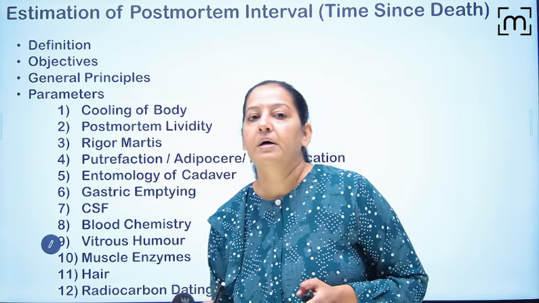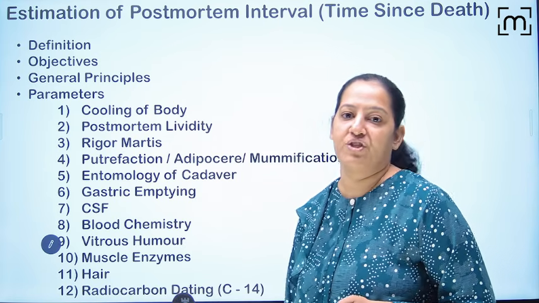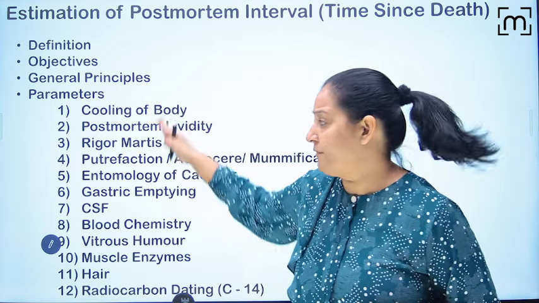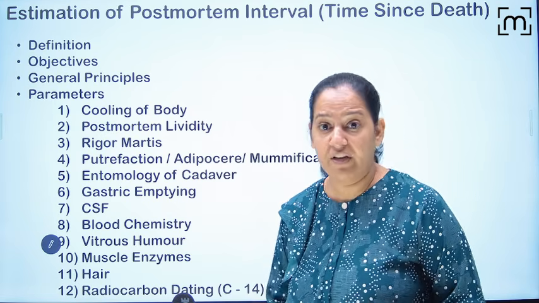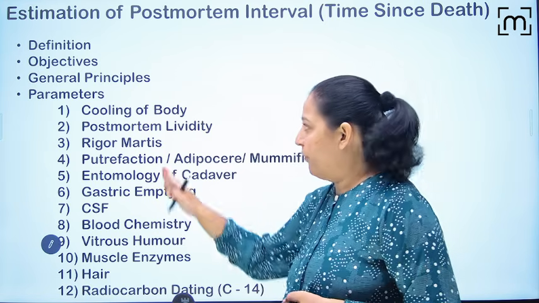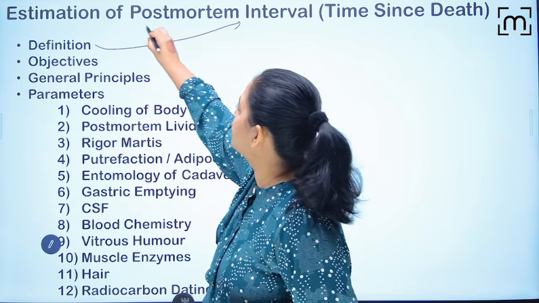Got it? So these are the 12 parameters based on which I can tell the time since death. It's very easy. Everything is common sense. You have to just learn these 12 parameters based on which, looking at the dead body, we can tell time since death. Before coming to these 12 parameters, I would like to tell you the definition of postmortem interval.